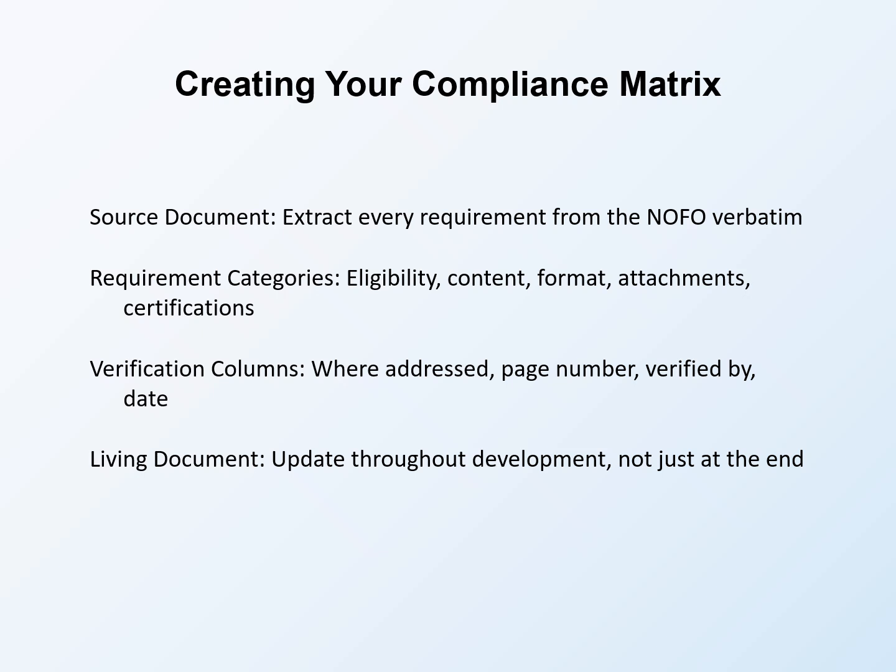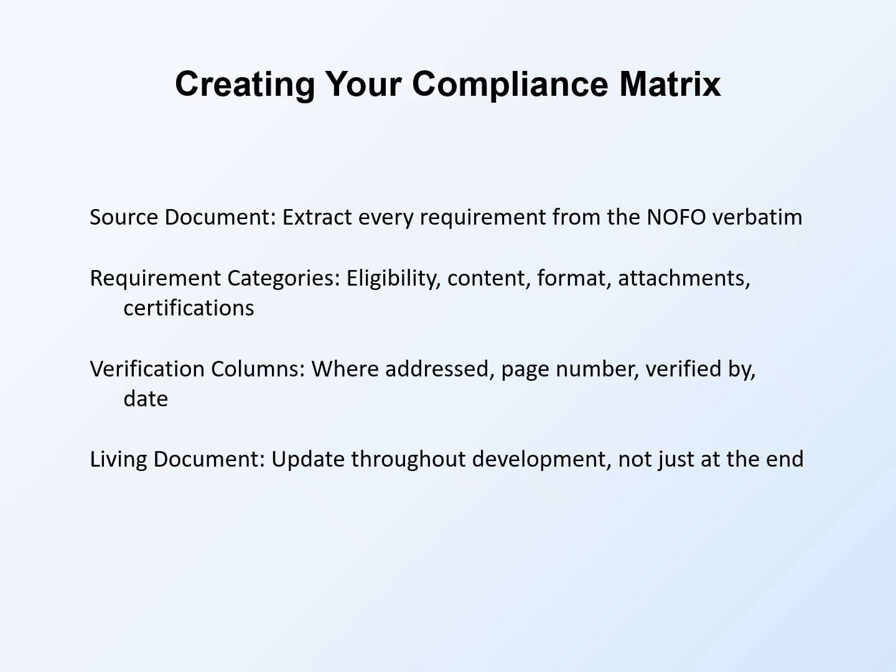Organize requirements into categories that help you track different types of compliance. Eligibility requirements establish whether you can apply at all. Content requirements specify what your narrative must address. Format requirements dictate page limits, margins, fonts, and structure. Attachment requirements list supporting documents. Certification requirements identify assurances you must sign.